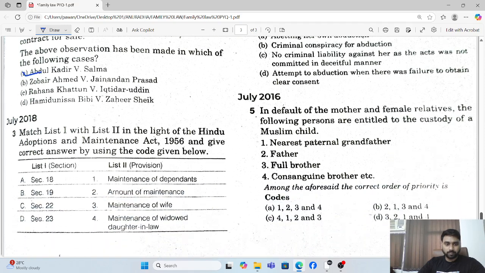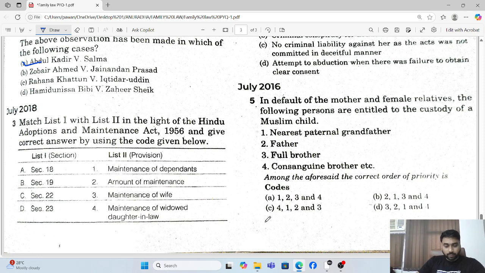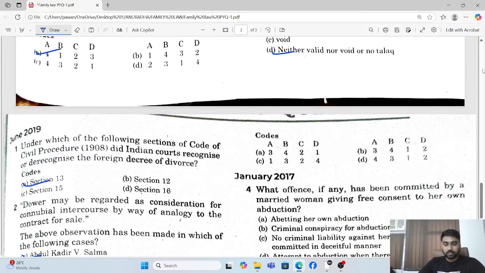Again, the match-the-following question in respect of the Hindu Adoptions and Maintenance Act. Section 18 is about maintenance of wives, Section 19 is about maintenance of daughter-in-law, Section 22 is about maintenance of dependents, and Section 23 is about the amount of maintenance. So the answer is 3, 4, 1, 2. Let's check the answer. Yes, 3, 4, 1, 2 is there. The answer is B.